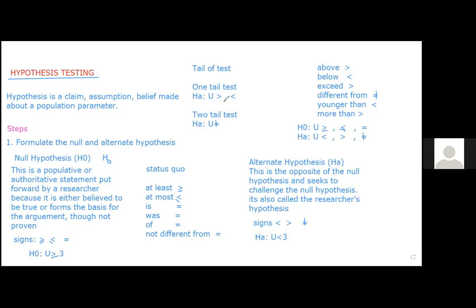I'm saying that when you have formulated your null and alternate hypothesis, you use that to determine the tail of the test that you are doing. And I said we have the one tail test. For a one tail test, your HA should contain less than or greater than. And for a two tail test, your HA should contain not equal to.